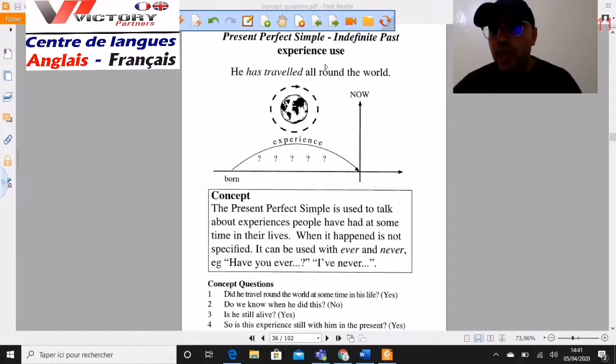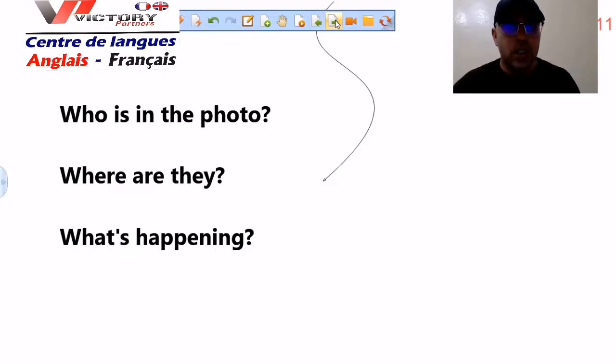Present perfect, indefinite past, experience use. He has traveled all around the world. Do we know when he has traveled? We don't know. So we use the present perfect here to talk about an action that happened in the past, but we don't know when it happened. If you read the examples here, you will understand what we are talking about.